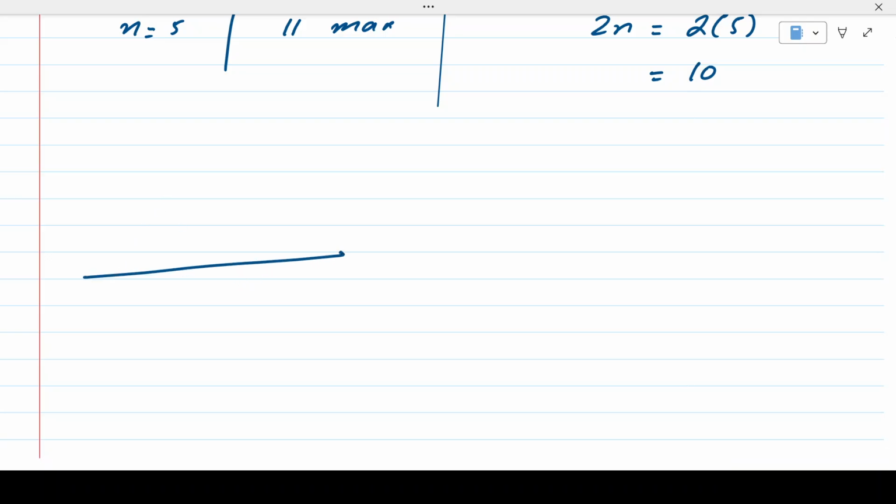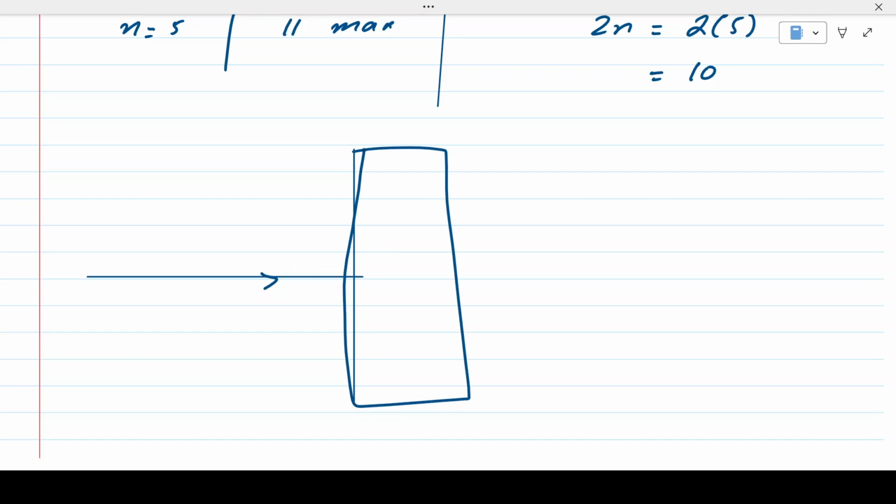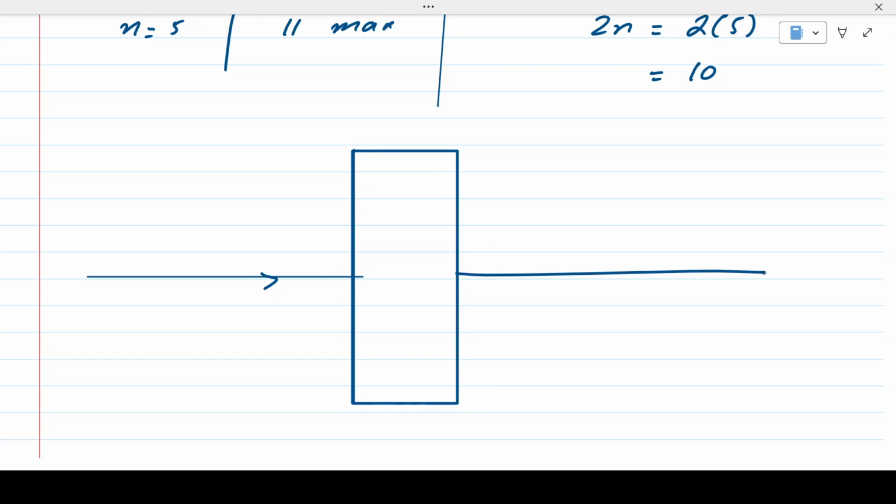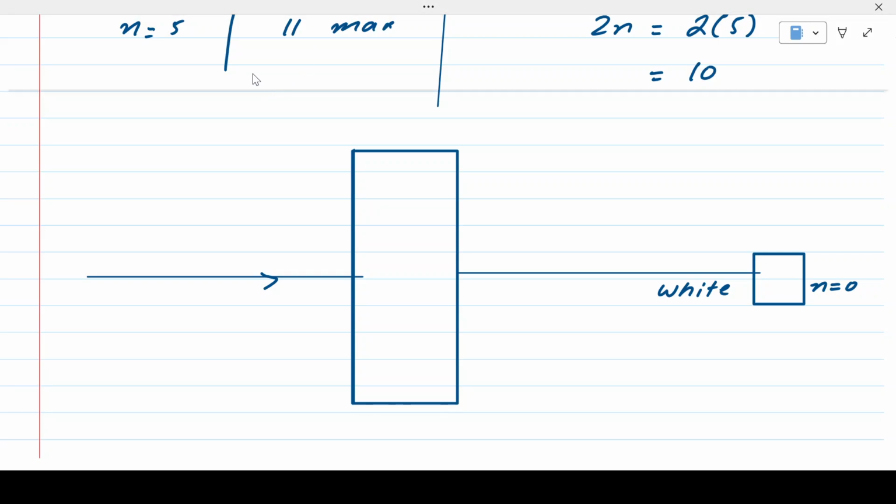If the same experiment is done with white light instead, not with a single frequency, and the white light passes through the diffraction grating, then we get a pattern. The central pattern is white light. The central band, n equals 0, is white. Why? Because constructive interference of all colors takes place at the center.